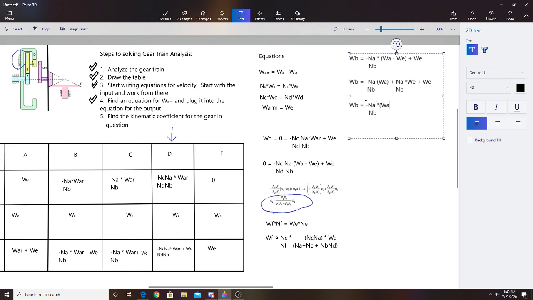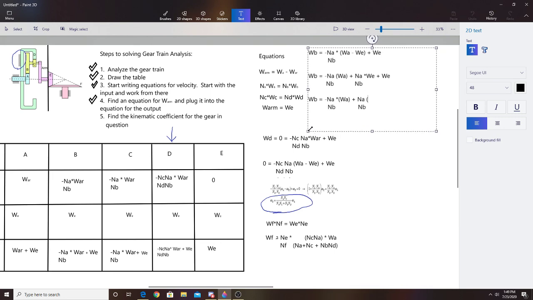Let me see. And this will be NA times WE plus WE. Actually, no, I'm not going to do that yet. I was going to do something else first, but I'm not going to do that yet. It seems like a bad idea. Alright, so I'm going to go ahead and plug this in. This is going to get messy because it's a long process, so I'll just do as much as I can.